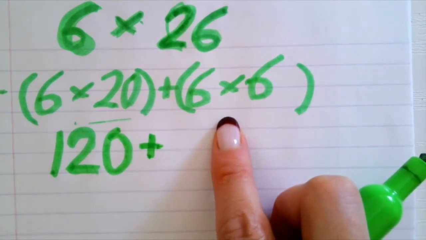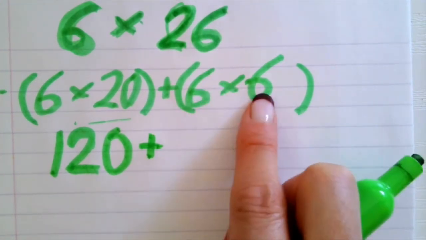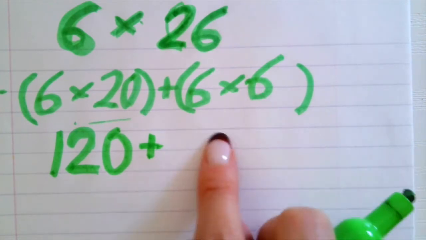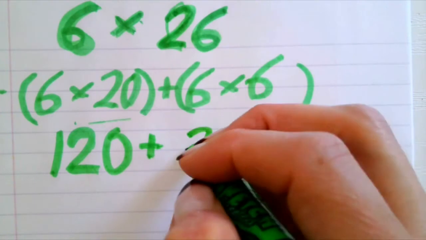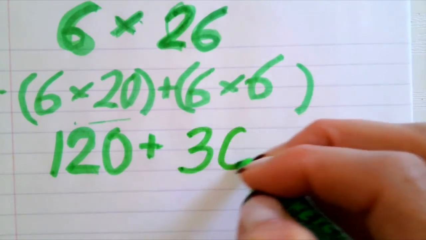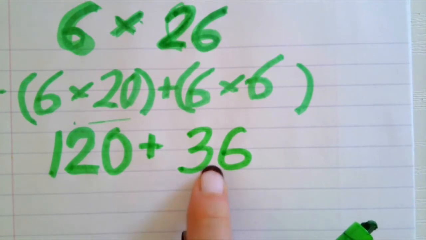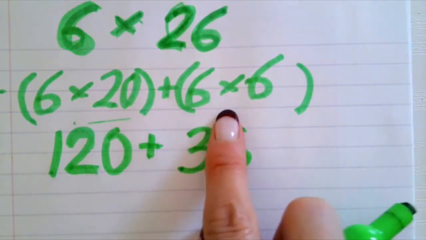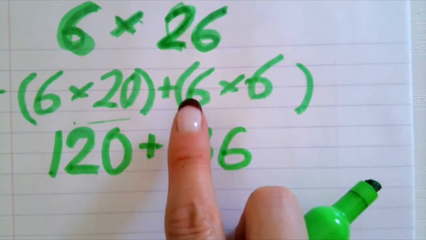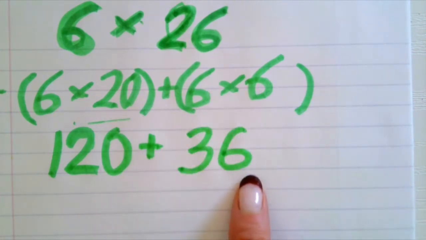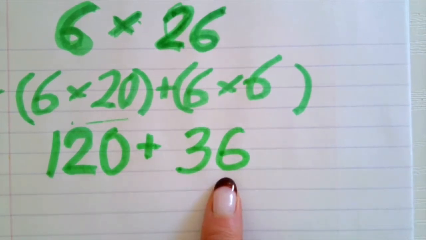Now let's find the other partial product. 6 times 6. 6 times 6 is 36. If you have trouble remembering, you can think about 6 times 3, which is 18, plus 6 times 3, which is 18. 18 plus 18 would be 36. Now we have our two partial products, and the last thing we do is add them.